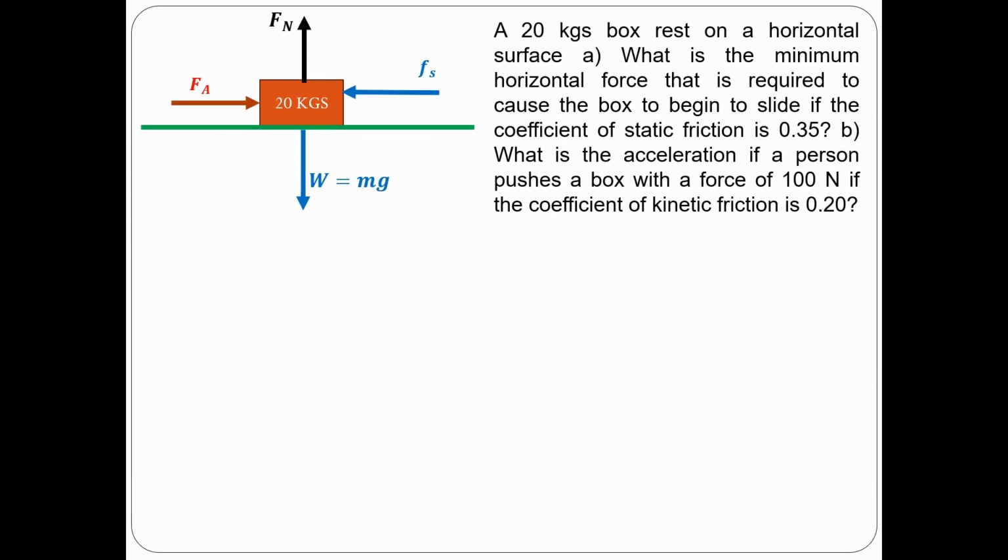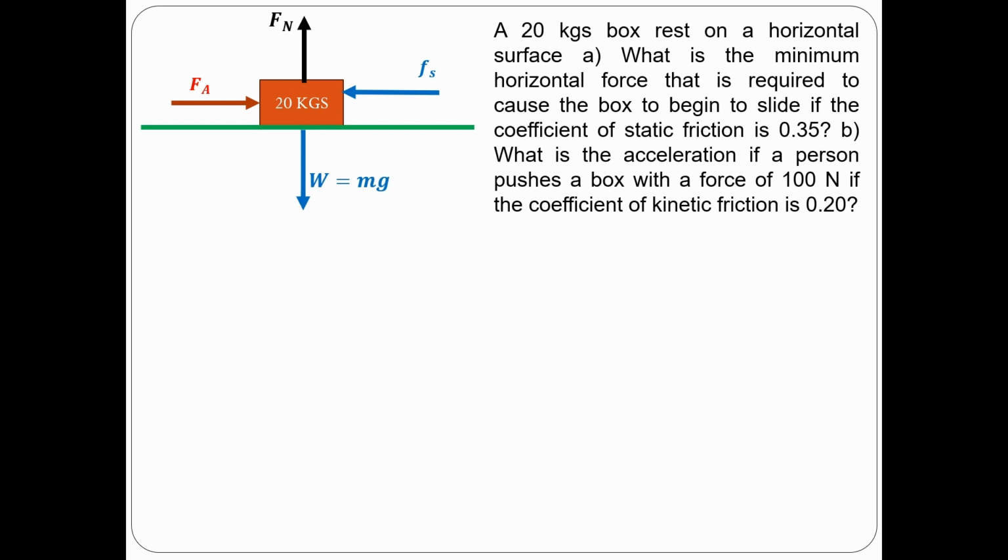Let's solve one example problem. A 20 kilogram box rests on a horizontal surface. Question A. What is the minimum horizontal force that is required to cause the box to begin to slide if the coefficient of static friction is 0.35? Question B. What is the acceleration if a person pushes the box with a force of 100 newtons if the coefficient of kinetic friction is 0.20?